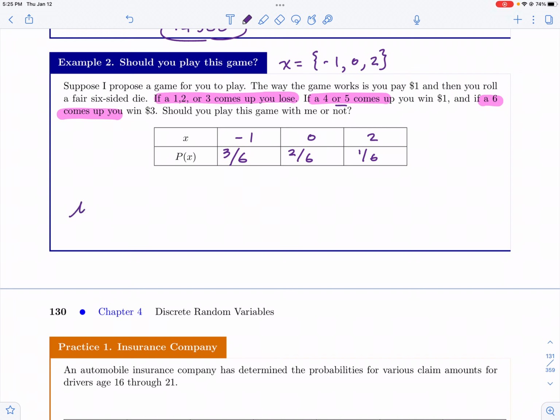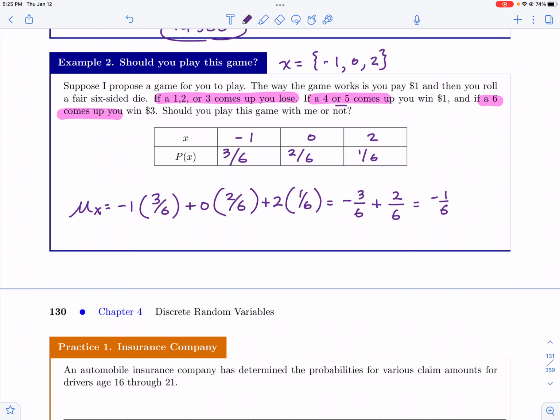So our expected value for this game is going to be -1 times our 3/6, plus 0 times our 2/6, plus 2 times our 1/6. Simplifying this, -1 times 3/6 is just going to be -3/6. 0 times 2/6 is just going to be 0. And then 2 times 1/6 is going to be 2/6. If we add these, we're going to get -1/6, which is approximately 17 cents negative.